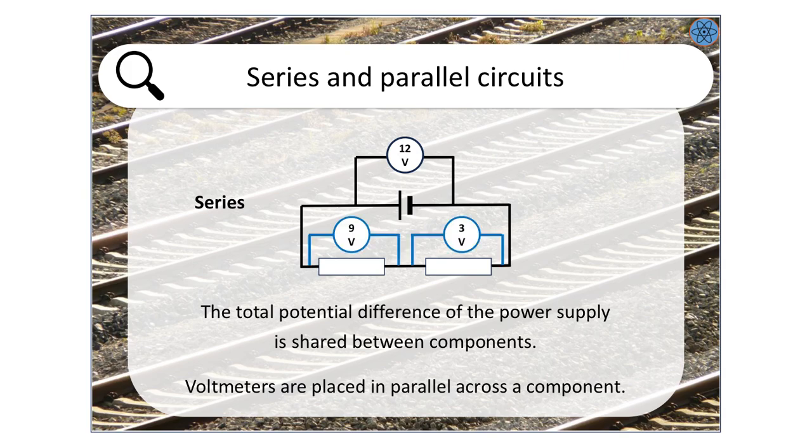So if we take this as an example, we've got 12 volts across our cell, or it could be a battery, or it could be a power pack. We've got 9 volts across this resistor and 3 volts across this resistor. It might be shared equally, but in this case it isn't, because it depends on the resistance of the resistor or the component. But either way, 9 plus 3 gives us the 12 that we started with.